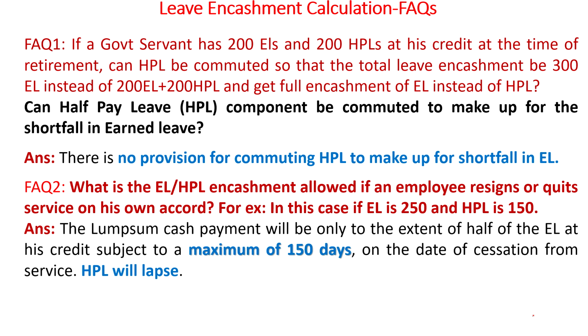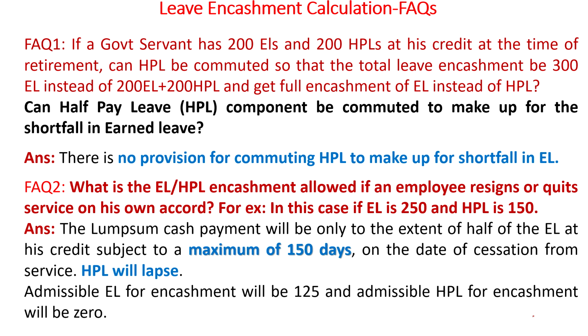And this is on the date of cessation from the service. So at the time of his resignation or quitting the service, if the EL is 250 in this case, or even if the EL is 300, he will get a maximum of only 150 EL, and HPL will lapse. That means whatever HPL he has will lapse and no amount will be paid. The admissible EL for encashment in this case will be 125. That means half of 250, so by 2 means 125. That EL only will be given. Admissible HPL for encashment will be 0, because in case of resignation and quitting of service, no HPL can be encashed. So the maximum is EL encashment only, up to a maximum of 150 days.